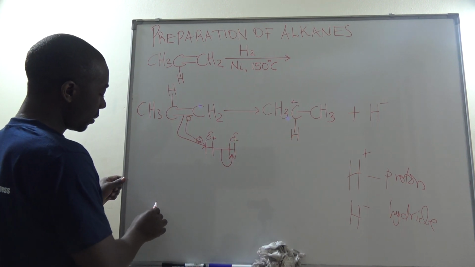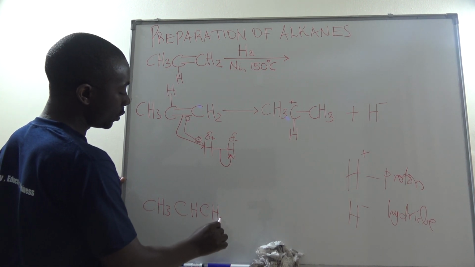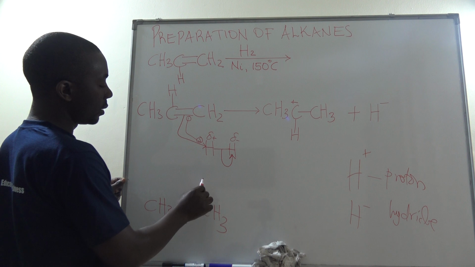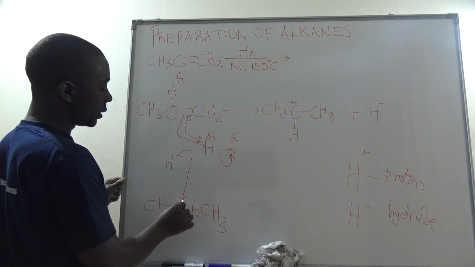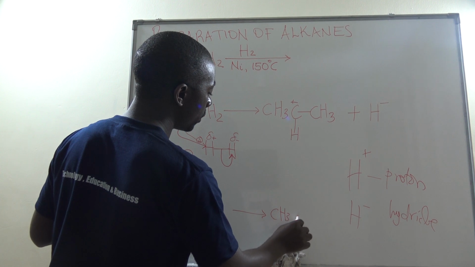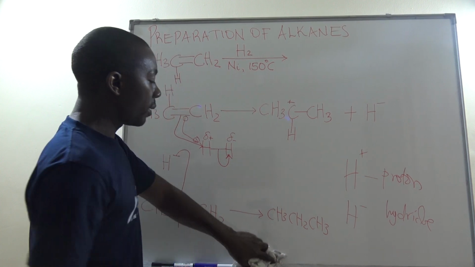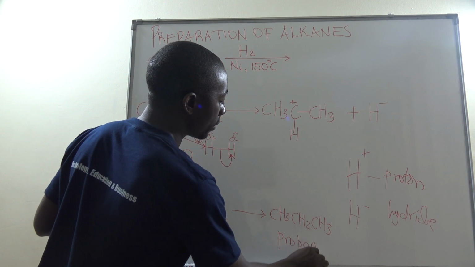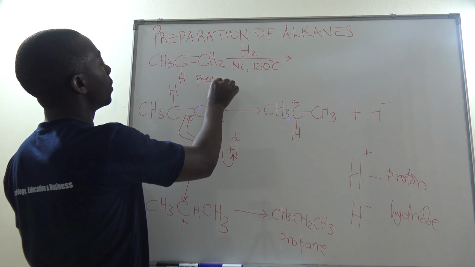So then finally, at the end of that mechanism, we would have CH3, CH2, CH, then this carbon carrying a positive charge. Then this hydride, since it is now a nucleophile, will donate its lone pair of electrons to finally form CH3, CH2, CH3. This is now an alkane, and we definitely call it propane. Definitely call it propane, yet this was called propene.